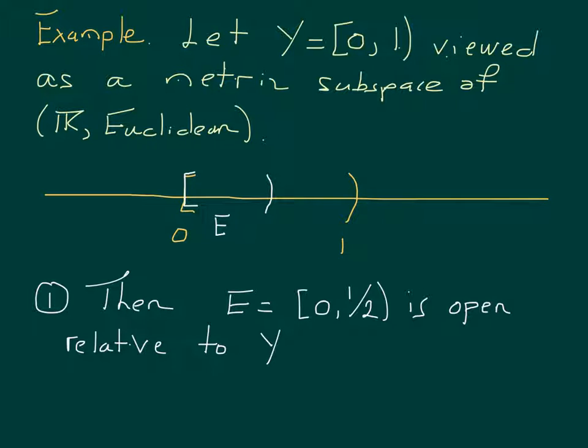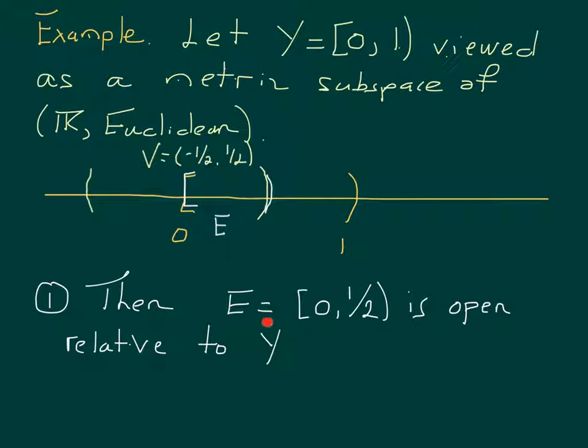As we said, this E is open in our subspace Y if we can write it as the intersection of an open subset of the real line with Y. And in fact, you can see that if you took V to equal the open interval minus 1/2, 1/2, this is going to be open in R, and if we intersect this V with Y, which looks like this, what we're going to be left with is our set E. So E is indeed the intersection of an open subset of the entire real line, our full metric space, with our subspace Y, and therefore E is open relative to Y.